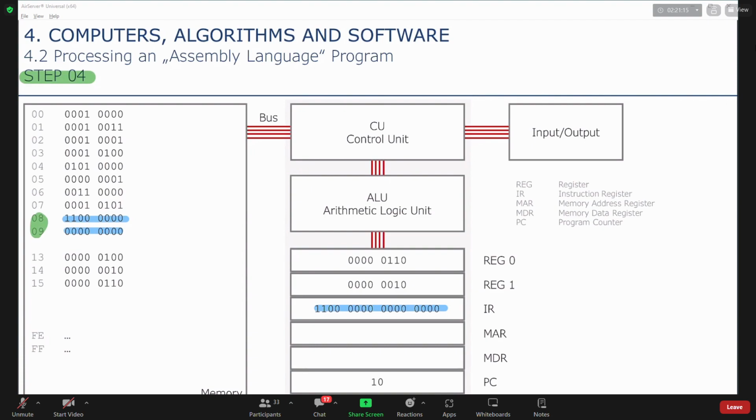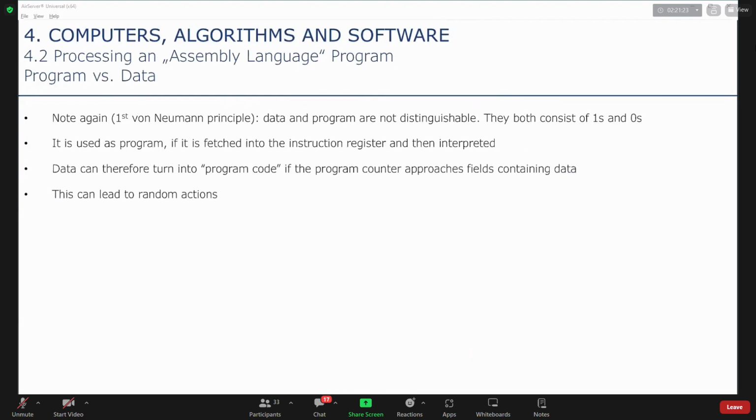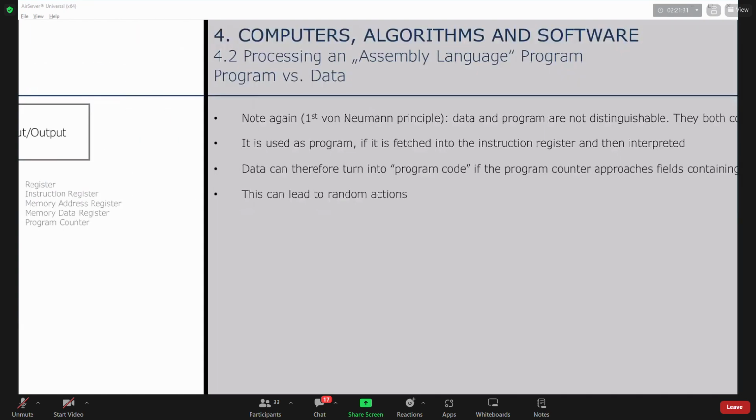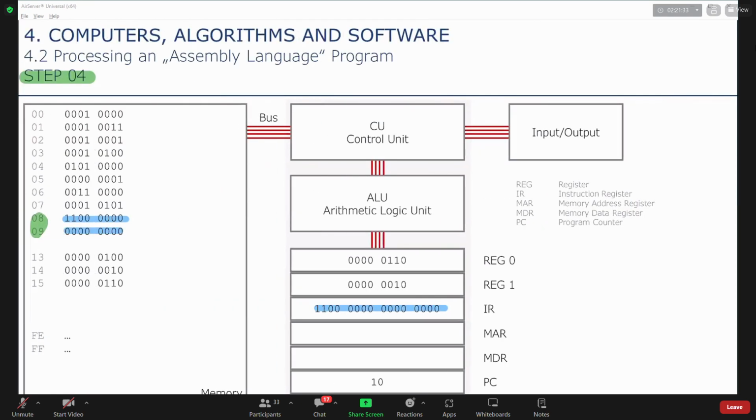Okay. Then let's just review once again. So the first, from the Neumann principle, data and program are not distinguishable. They both consist of ones and zeros. That's what we have here. It's just ones and zeros, and they are stored in the same memory on different addresses, but stored in the same memory.